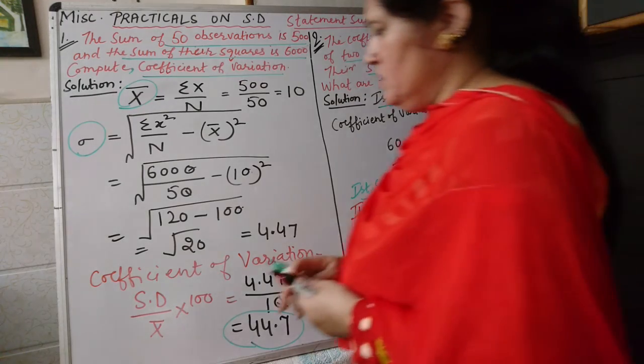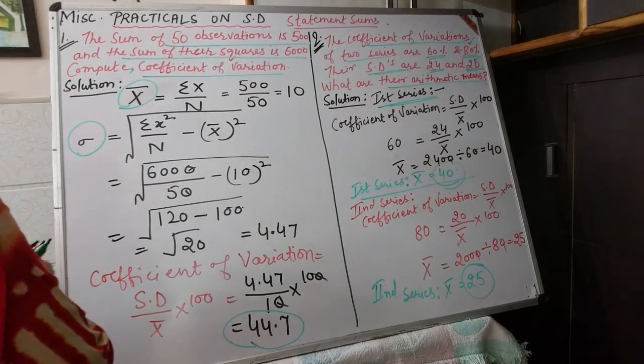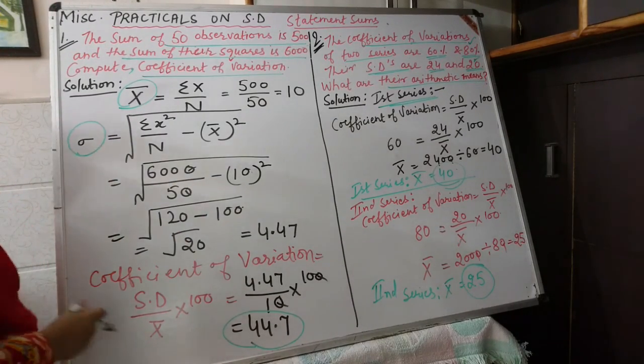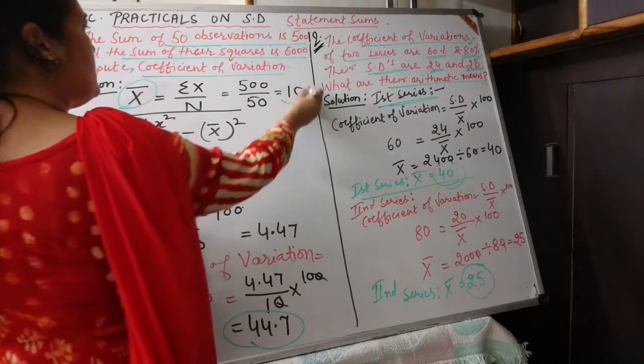So these are very easy, and very few calculations are needed if we want to clear statement sums.